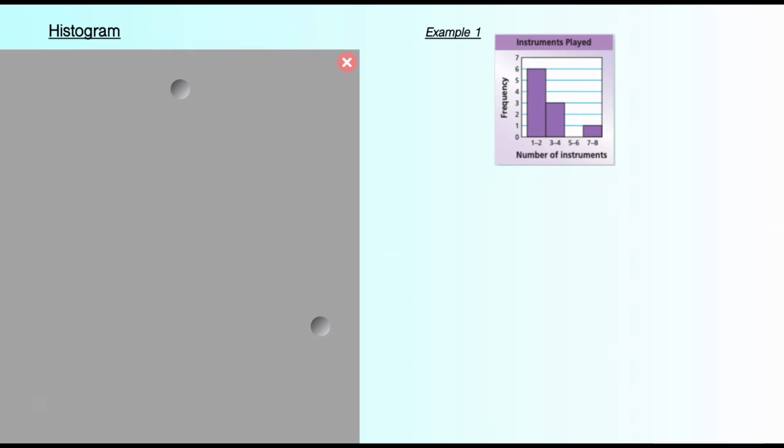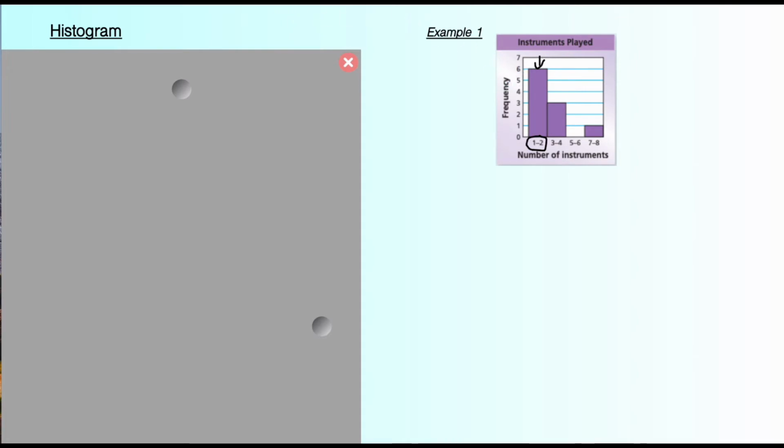And we can see from this data display a couple of things. I can see that people played some range of instruments, like people played either one or two, three or four, five or six, seven or eight instruments. Looks like most people played one to two instruments.